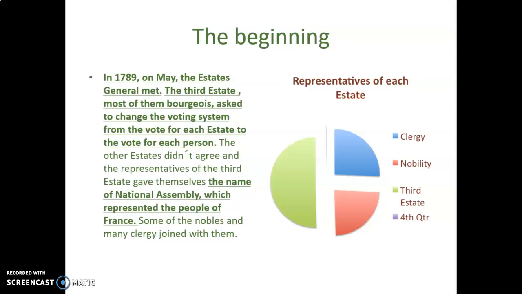The other estates do not agree to this. The representatives of the Third Estate gave themselves the name the National Assembly, which represented the people of France. Not many, but some nobles and some clergy joined them, and this sets the stage for your French Revolution.